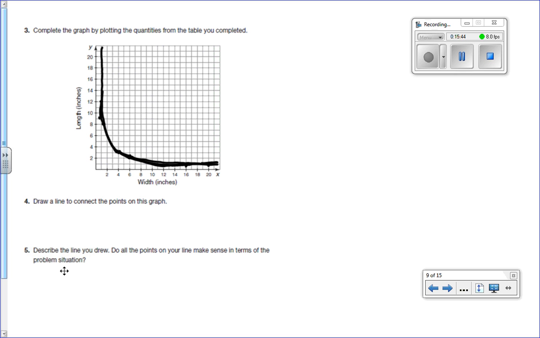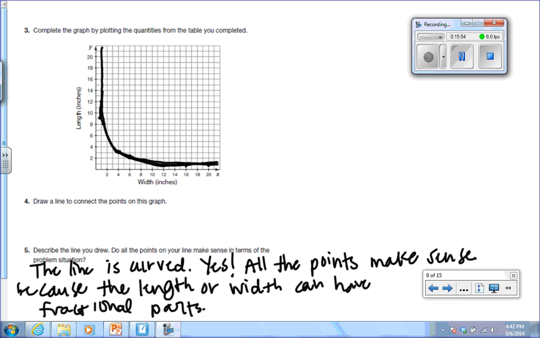So it says describe the line you drew. Do all the points on your line make sense in terms of the problem situation? So I want you to think about this, and I want you to answer question 5 and come back and check yourself. Okay, so I'm hoping that you just explained that the line was curved, and that yes, all the points make sense because the length or width of a rectangle can have fractional parts.